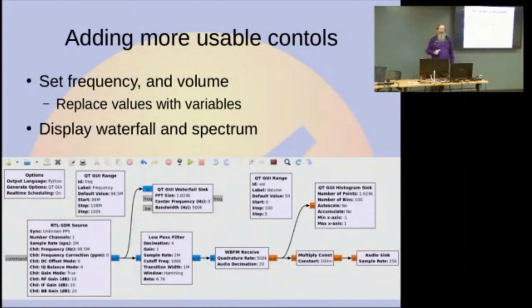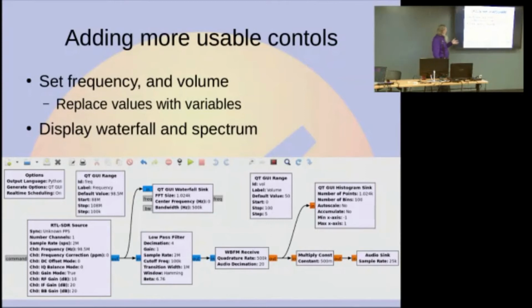So what I've done here with the wideband receiver is to simply add a few more controls to it so that I can now actually set things directly. Specifically, what I want to be able to do is to set the frequency and the volume, and then add a waterfall display and a spectrum display to actually see what the signals look like.